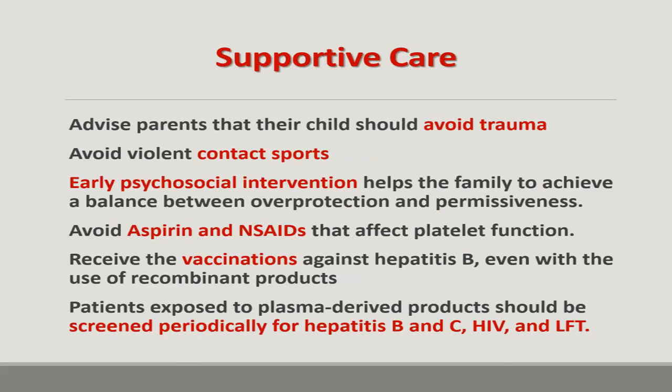Supportive care: we always advise the parent that their child should avoid trauma and violent contact sports, with early psychosocial intervention to support the family, achieving a balance between overprotection and permissiveness. Avoid drugs like aspirin and non-steroidal anti-inflammatory drugs, which affect platelet function. Give the child vaccination against hepatitis B, even with the use of recombinant products. Patients who are exposed to plasma-derived products should be screened periodically for hepatitis B, C, HIV, and liver function tests.